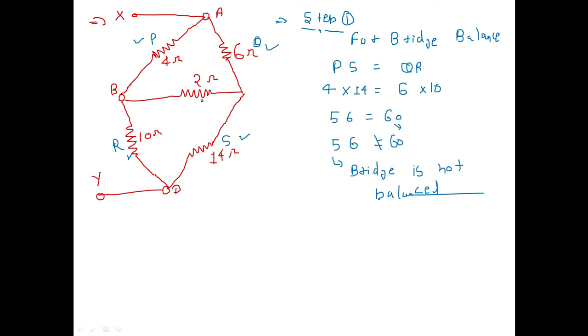If this bridge were balanced, we would eliminate this 2 ohm resistance and easily find the equivalent resistance across x and y by simply drawing the current and taking P and R in series, in parallel with Q and S. But this scenario is totally different because this bridge is not balanced. When the bridge is not balanced, how do we find the equivalent resistance? We change this circuit into a star network, so that an easy modification can be achieved.